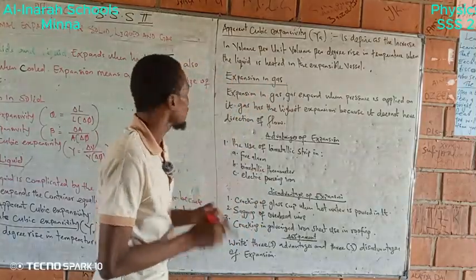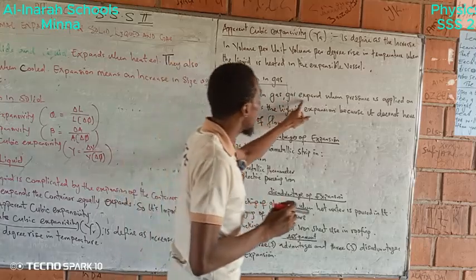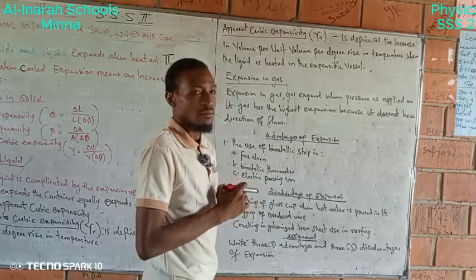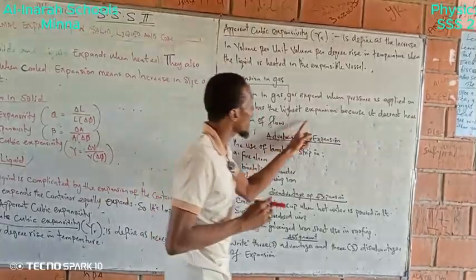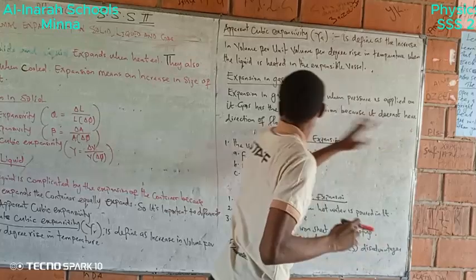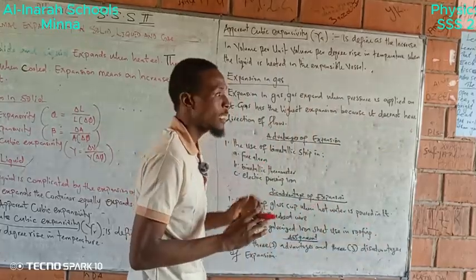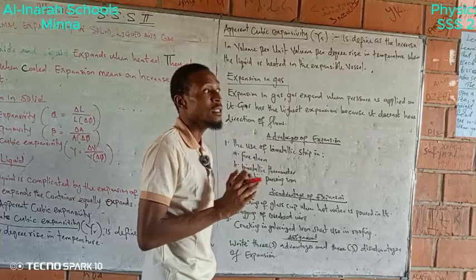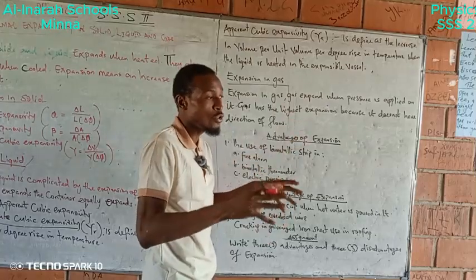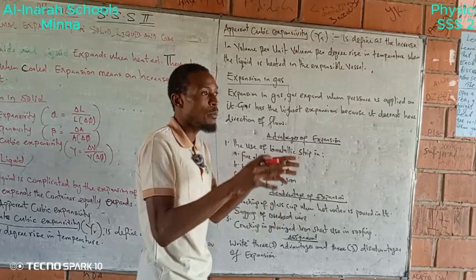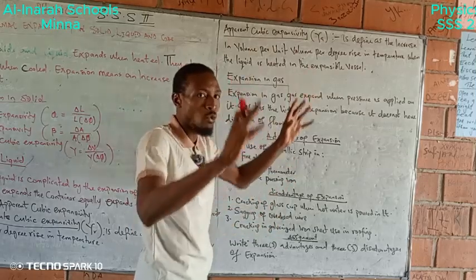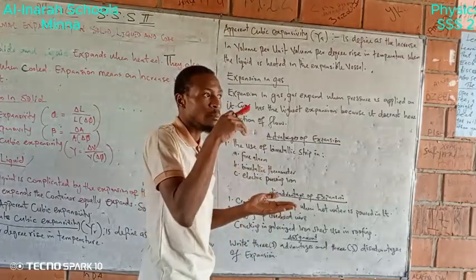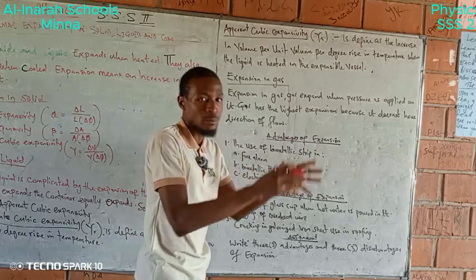Expansion in gas. Gas expands when pressure is applied on it. Gas has the highest expansion because it doesn't have a direction of flow. That means when pressure is applied on gas, it expands. Take the example of the gas we use in our homes: when you apply pressure on it, it explodes. It doesn't have a direction of flow, so because of the pressure applied on it, it expands.